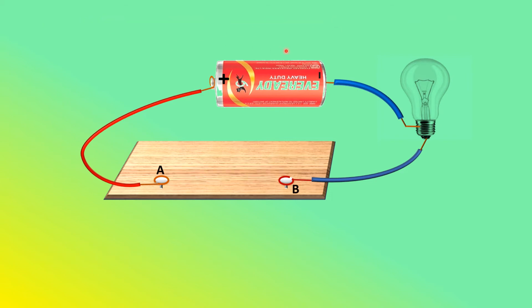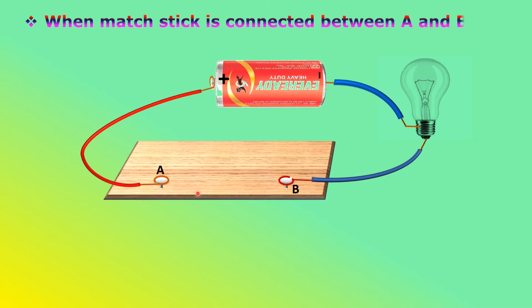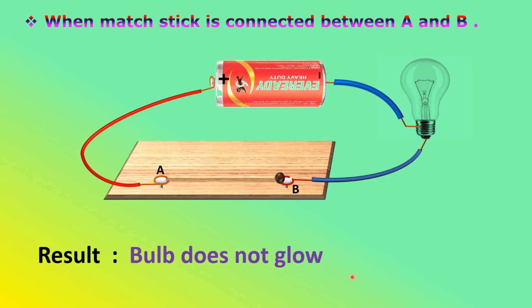Now I am going to connect a matchstick. When the matchstick is connected between A and B here, see here, this is the matchstick I am connecting. Here the bulb is not glowing. In this case also the bulb is not glowing. So when the matchstick is connected between A and B, the bulb doesn't glow. The result is the bulb does not glow.